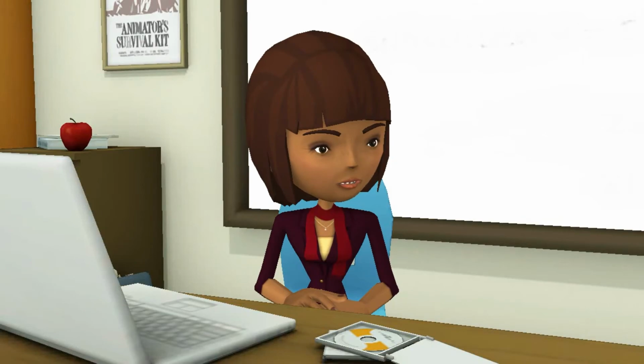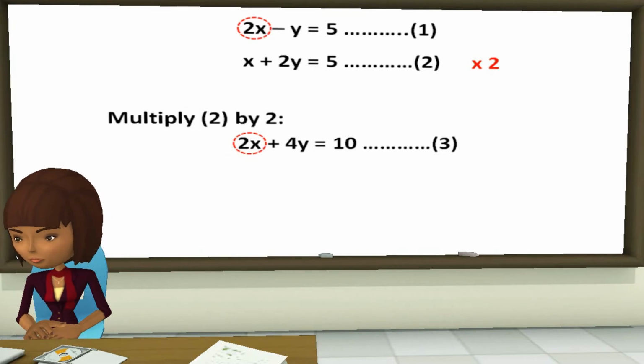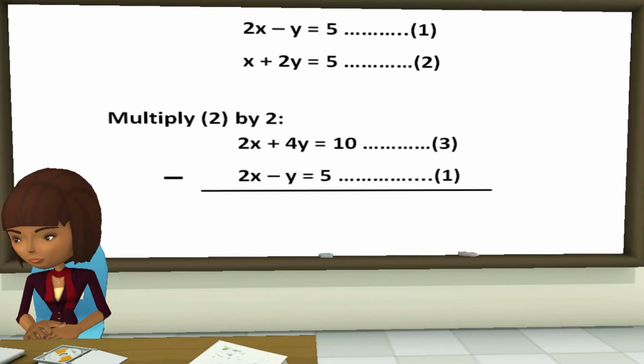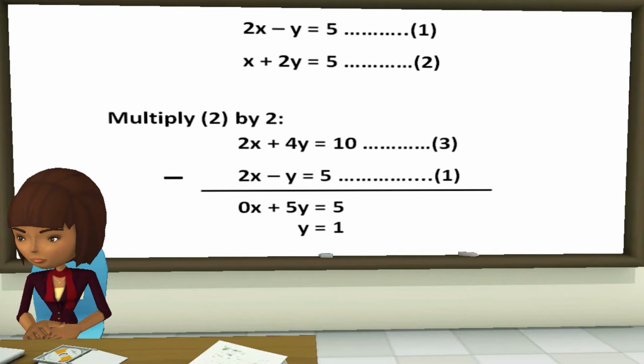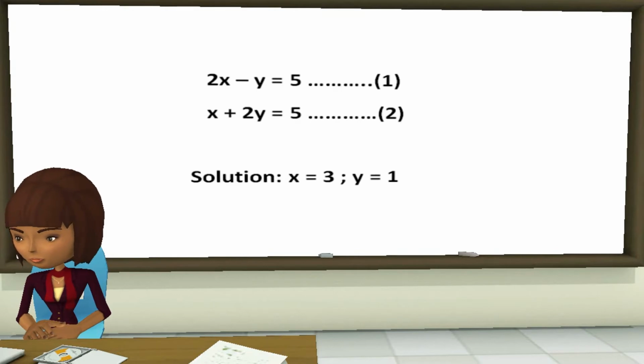Tony, let's see your solution. First, I multiplied equation 2 by 2, so that I had 2x in each equation. That gave me 2x plus 4y equals 10, which I called equation 3. I then subtracted equation 1 from equation 3, which gave me 5y equals 5. So y equals 1. To find x, I then substituted y equals 1 into equation 2. My solution to the simultaneous equations is therefore x equals 3, and y equals 1.